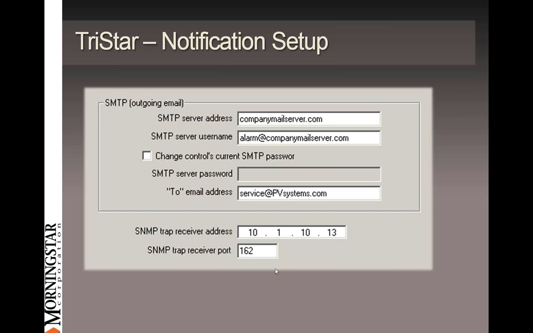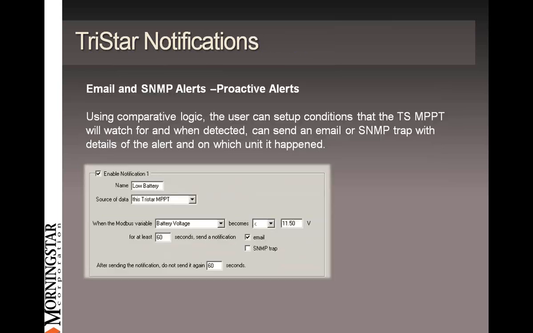Then in the case of SNMP, it's not an email address, it's a server address. So you just put in where the monitoring server is that's listening for the alarms, and then it'll do its job. So when you connect for this, you can't use the web page. You have to use MSView. You can enable one of 4 notifications. You put in low battery. I'm going to look at this TriStar MPPT that I'm connected to.